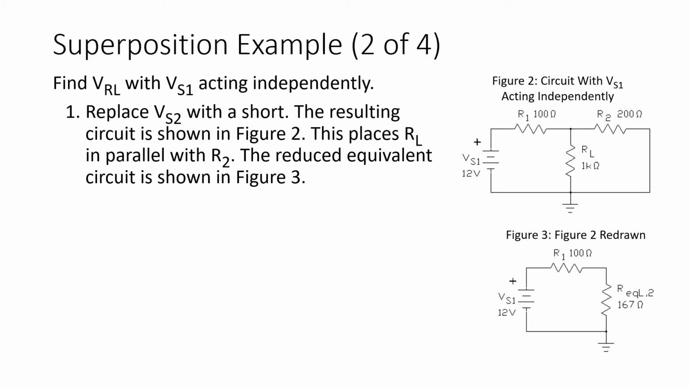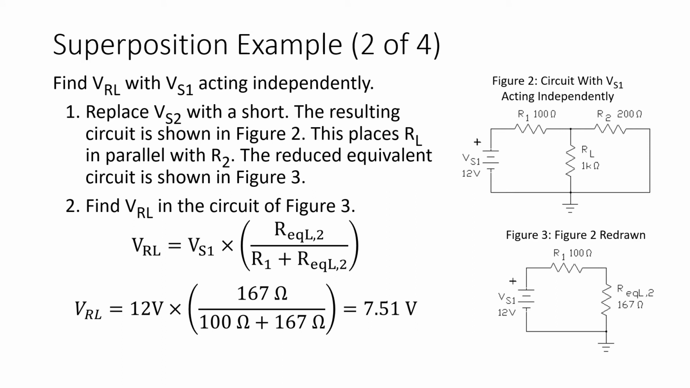REQL2. And of course, we can find the voltage across RL, which equals the voltage across REQL2, using the voltage divider formula, VS1 times R equivalent L2 over R1 plus R equivalent L2. And we result with a voltage across RL of 7.51 volts.